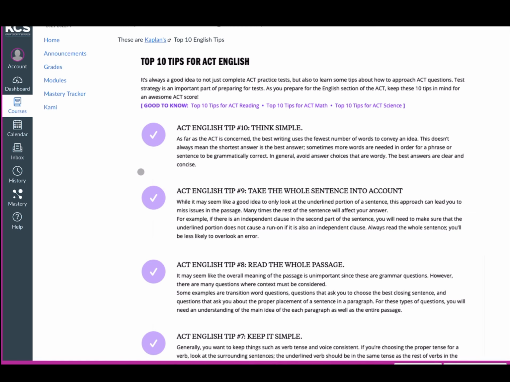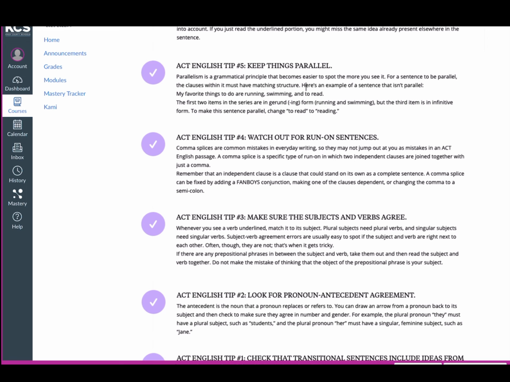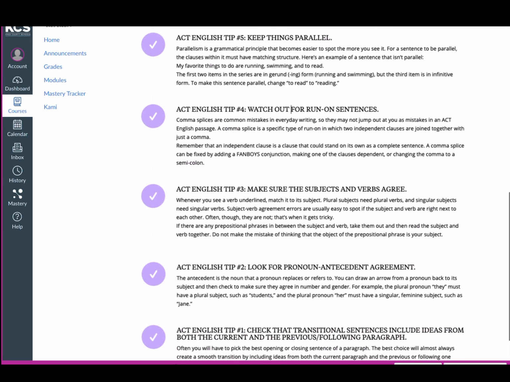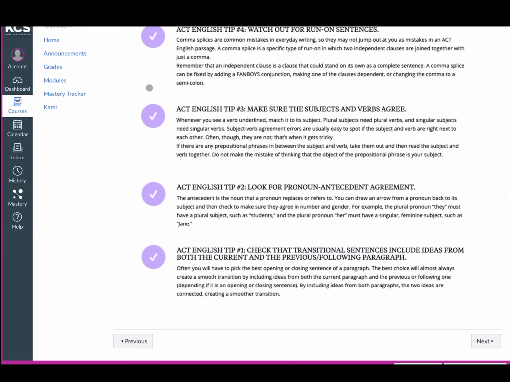ACT also likes to keep things simple by keeping things, as we say here, parallel. For example, if you read, my favorite things to do are running, swimming, and to read. That doesn't flow, right? There's ing, and then to read. No, we would want to add an ing, so it would be running, swimming, and reading. So it's all the same. So keep it simple. Watch for run-on sentences and comma errors. Look for basic things like subject-verb agreement, pronoun antecedent agreement. The ACT also loves to mess you up with transitional sentences and looking at commas or semicolons between sentences too.